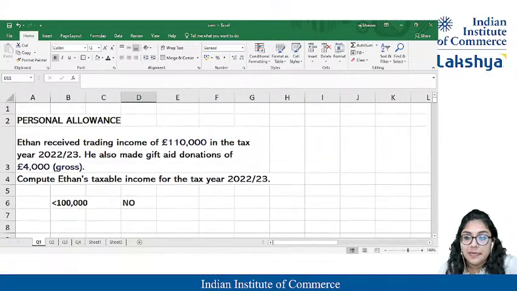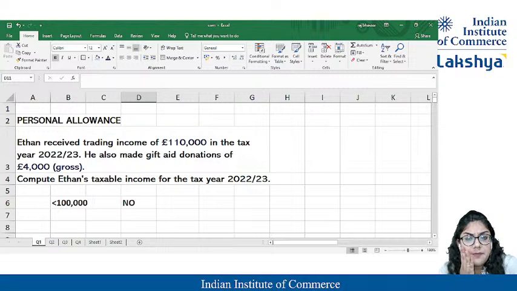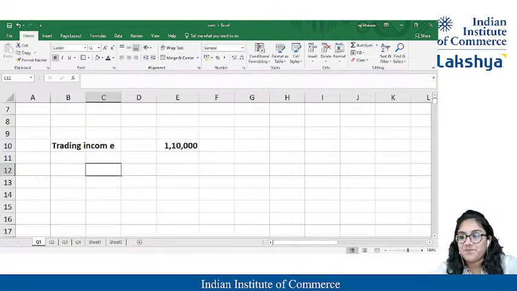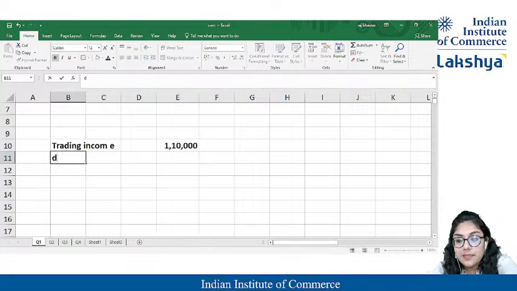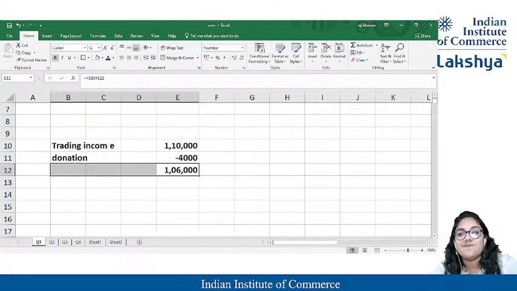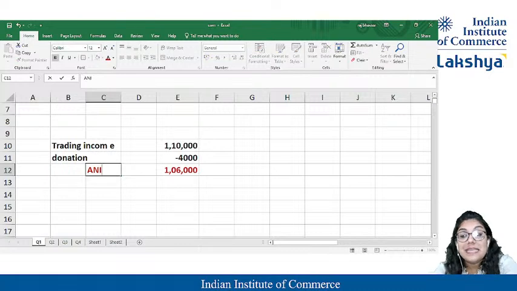After writing my trading income, I need to know whether I have made any gifts. Yes, ma'am, you have made a donation. Can you reduce that? Yes, ma'am. So I need to reduce the donations. The donations value was 4,000. So what is this value, students? This is nothing other than ANI, adjusted net income.